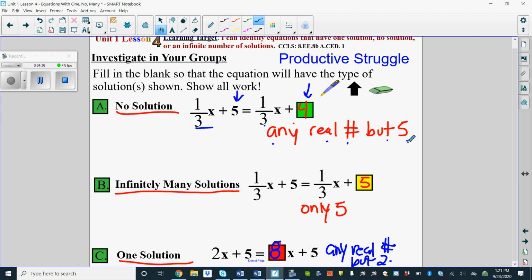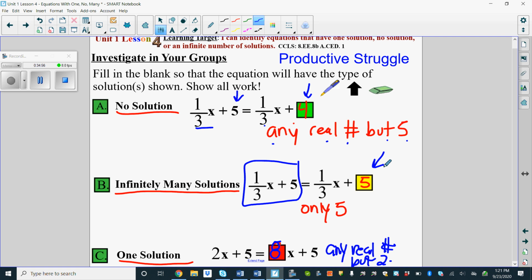B, infinitely many solutions. We know we need the same expression on both sides. So if this side says 1/3 x plus 5, this side has to say 1/3 x plus 5. So therefore, 5 is the only answer to that question. 5 and only 5 will work to make that have infinitely many solutions.